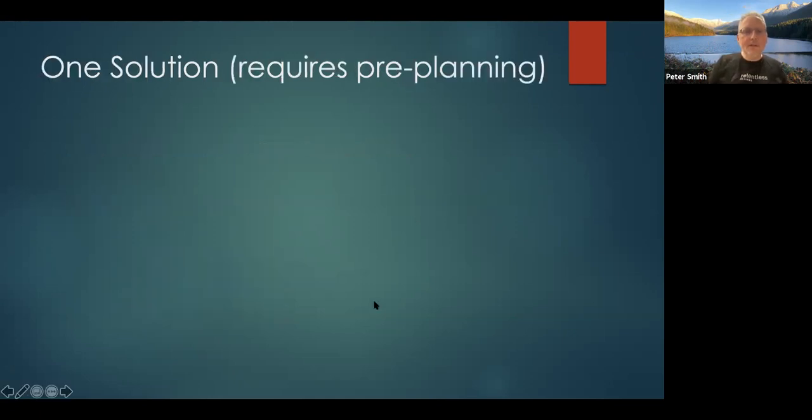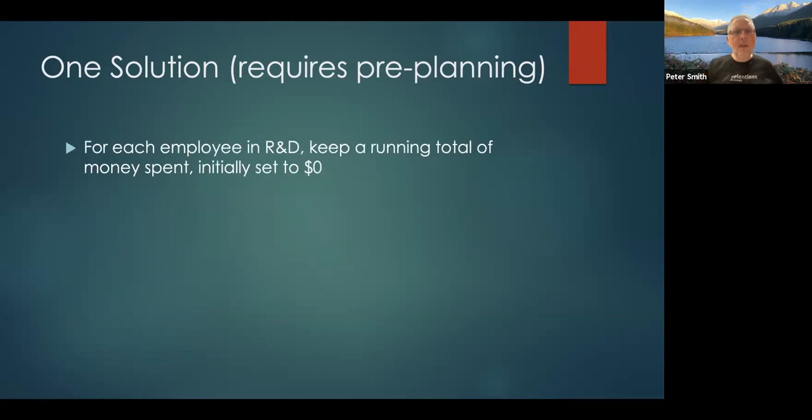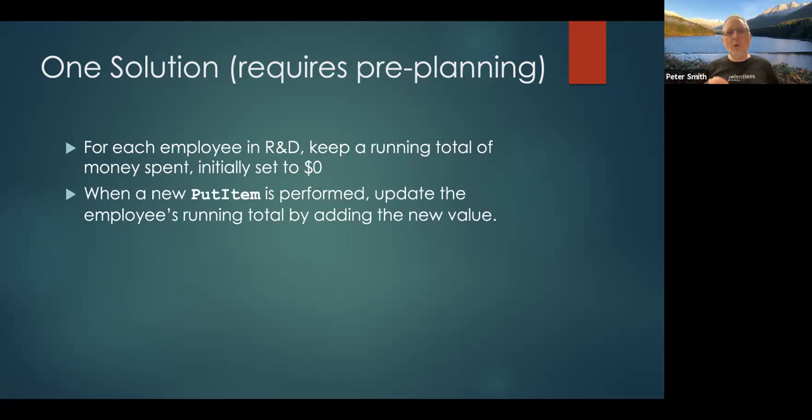That's an interesting way of thinking about it. So let's look at that. Let's look at the operations. But this requires pre-planning. So let's imagine in our database for each employee in the R&D team, we have a running total of money spent, initially set to $0. Okay. When a new put item operation is done to say, hey, Peter spent $5 on a cup of coffee and I expensed it.